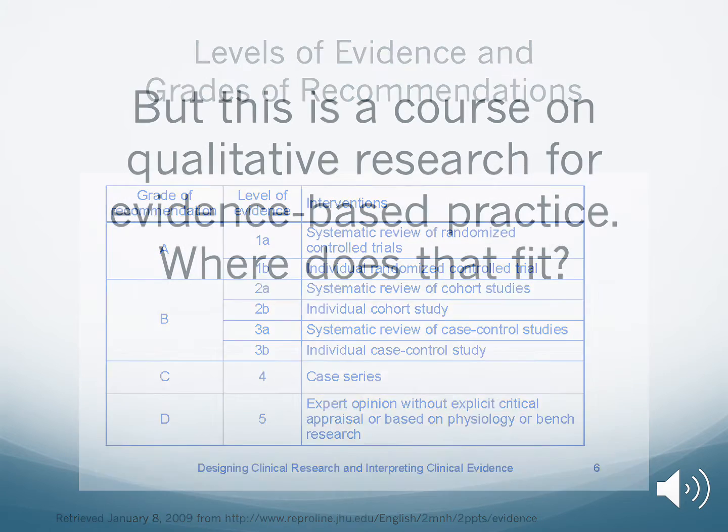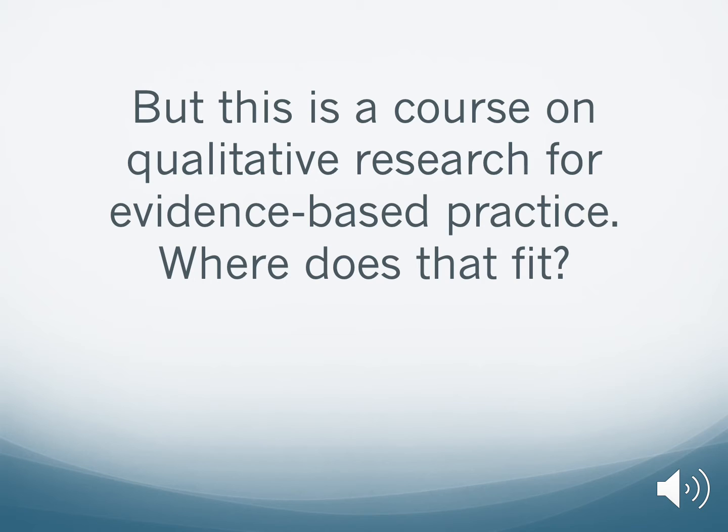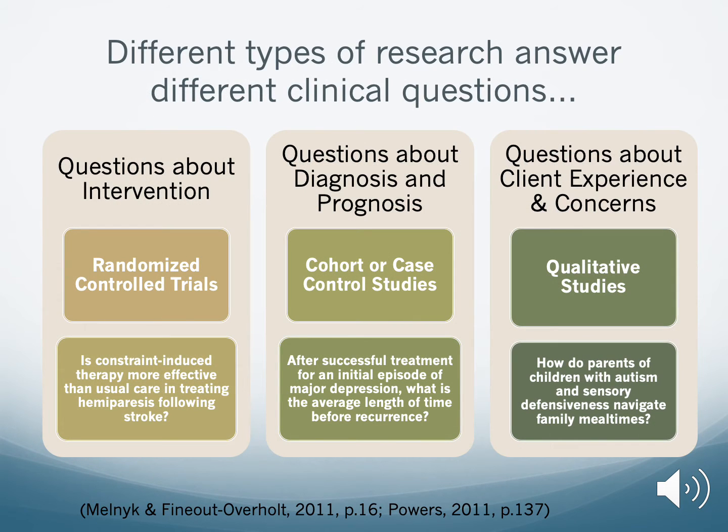You might notice qualitative research isn't anywhere in that hierarchy. And this is a course on qualitative research, so where does it fit? The important thing to remember is that when we talk about the best kinds of research, the best kind of research method depends on our research question. So when we're asking questions about intervention efficacy, randomized control trials are absolutely the way to go. They are the best way to compare 2 treatments to one another or a treatment to a placebo.